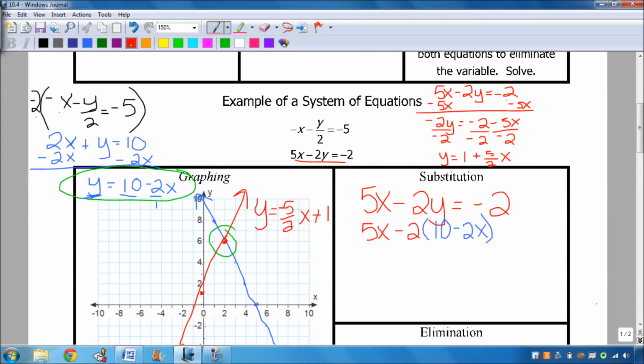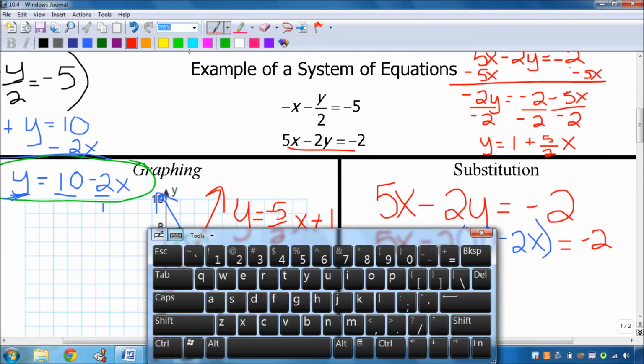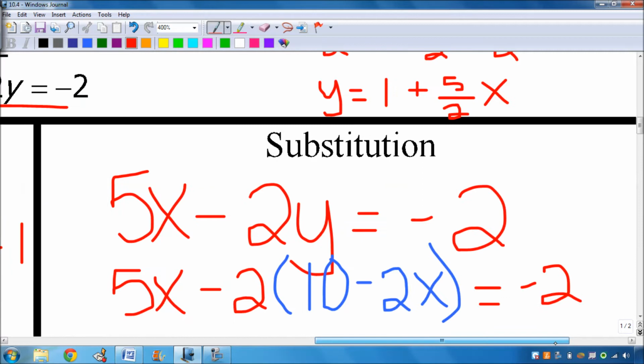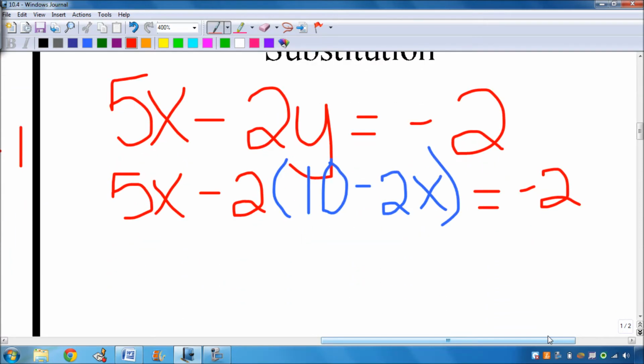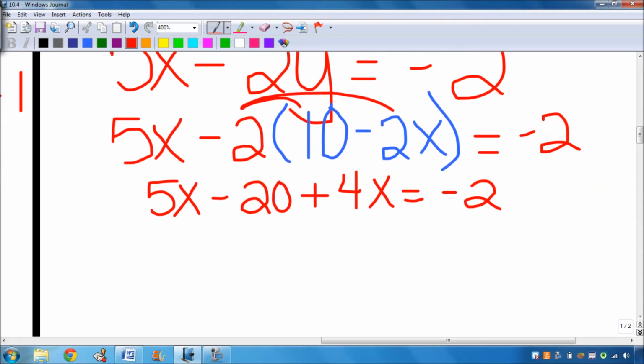And then I'm going to copy the rest of the problem down, okay? And you guys were really good at this stuff when we solved this way back in January, but let's just review it anyways. So when we distribute this negative 2 through, we end up getting 5x minus 20 plus 4x equals negative 2. So then when you combine your like terms, you end up getting 9x minus 20 equals negative 2.